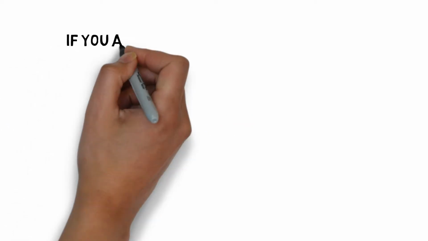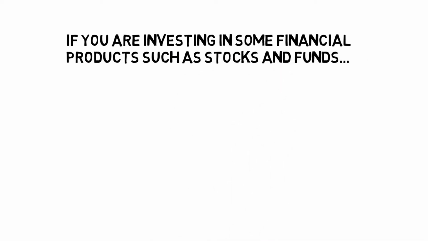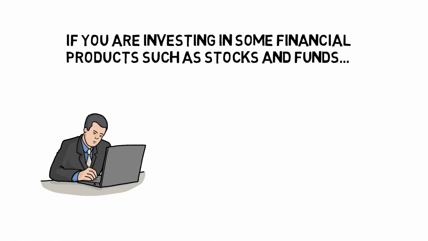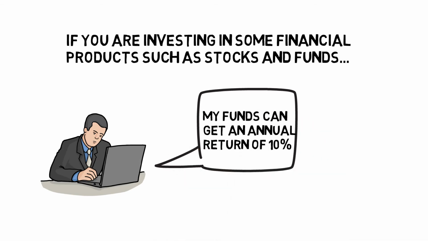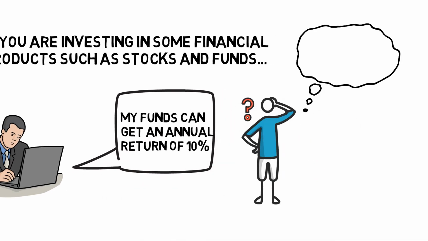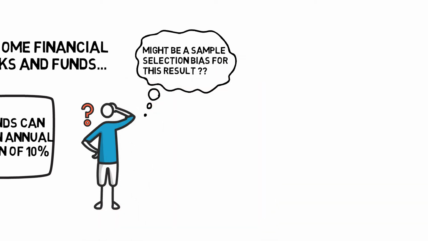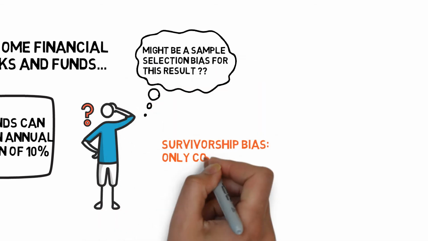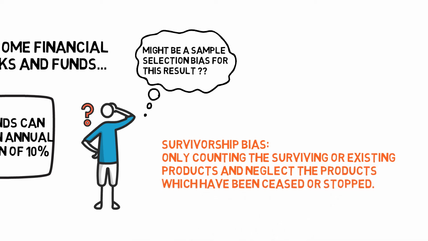If you are investing in some financial products, such as stocks and funds, you may frequently get reports about the performance of some funds. If a fund manager says that his funds can get an annual return of 10%, did you ever think there might be a sample selection bias for this result? Survivorship bias is a typical sampling bias, which means the sampling data set is only counting the surviving or existing products and neglects the products which have ceased or stopped.